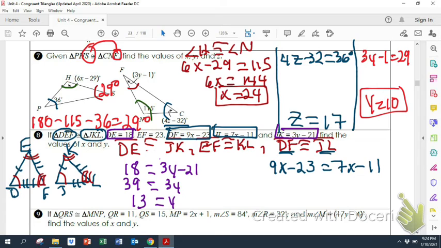So now I can solve by subtracting 7x from either side, and I'm going to have 2x, and then if I add 23 to the other side, I'm going to have 2x is equal to 12. So then x is equal to 6. And that's all I needed to do with that one.